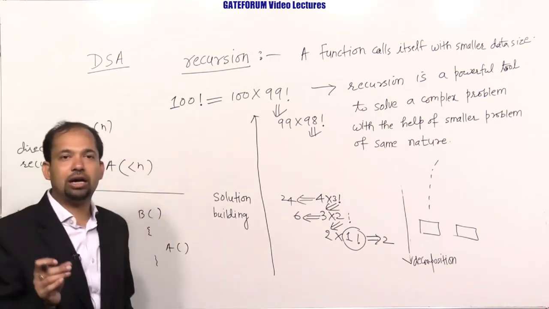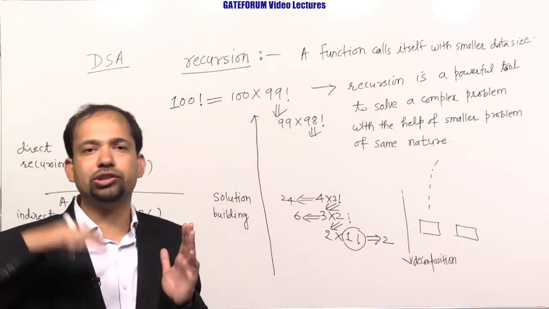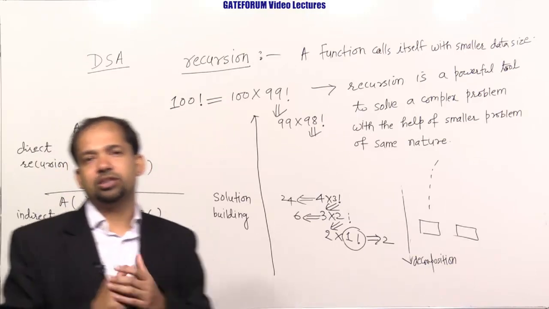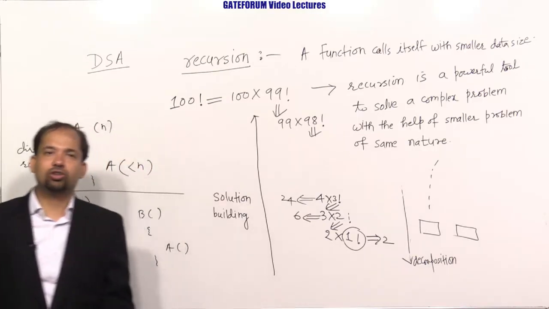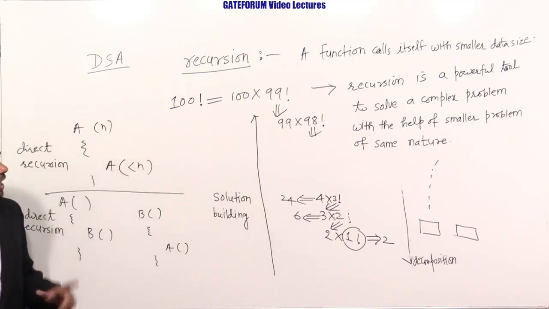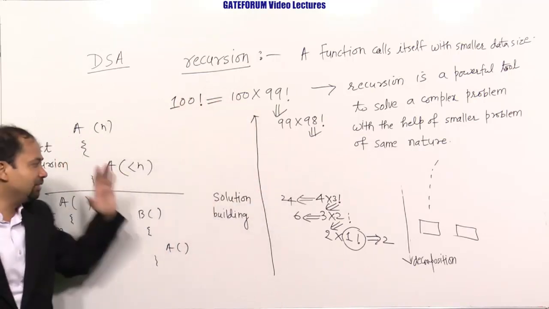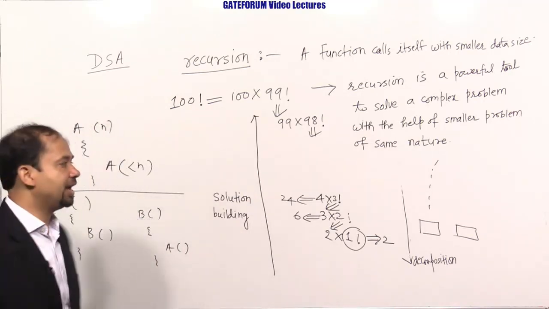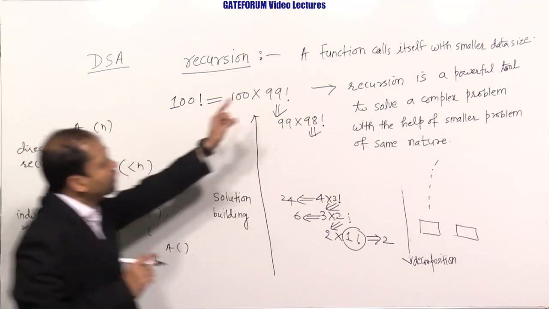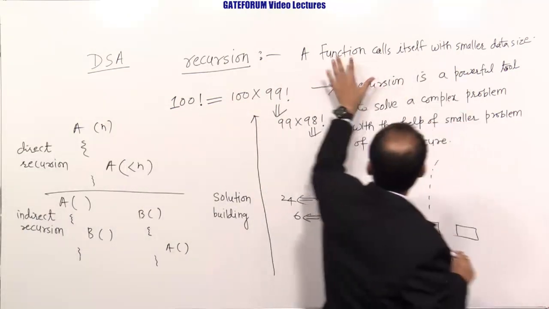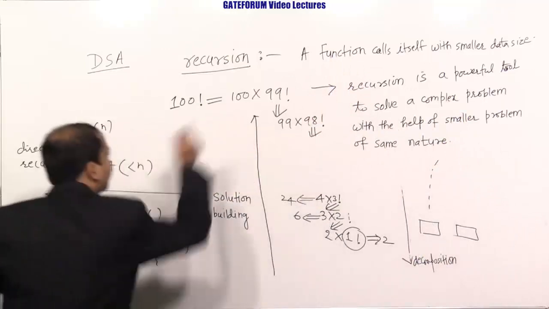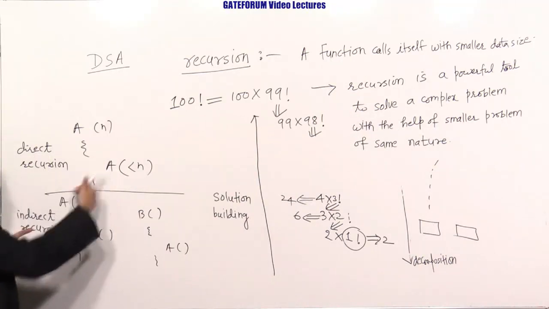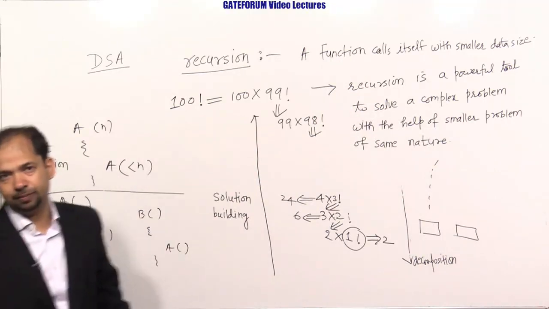If the size won't decrease, the function will not stop. It will go on executing, your system will hang and you will run out of memory. So every time the size must be smaller. If we don't have a lesser size, the function will never end and it will exhaust your memory. So a function calls itself with a smaller size, which may be a direct call or an indirect call: A calls B and B calls A, or A calls A.